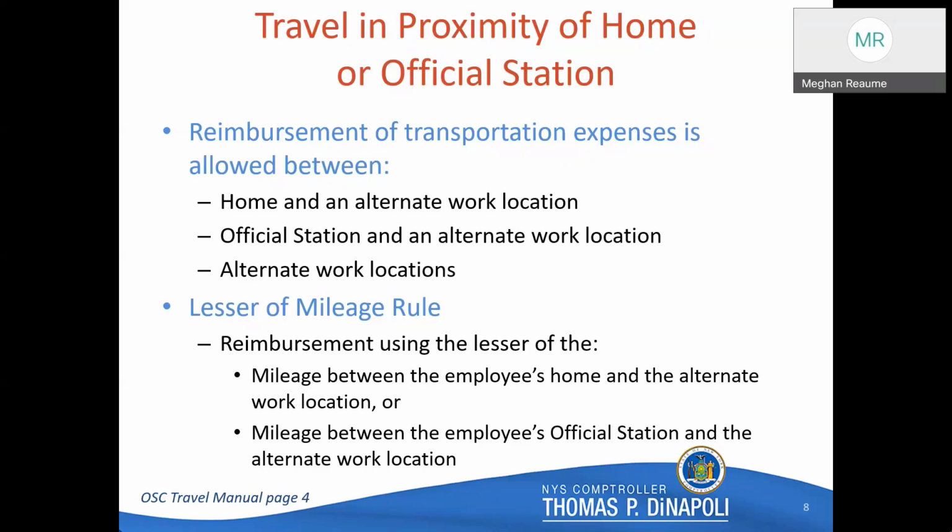Anytime this particular travel occurs, reimbursement for this mileage should be the lesser of the mileage between the employee's home and the alternate work location, or the mileage between the official station and the alternate work location. The lesser of mileage rule does not affect travel between two alternate work locations, and the traveler should be reimbursed for the actual miles traveled. To help show the different ways of traveling within proximity and the application of the lesser of mileage rule, we have examples in the next few slides.